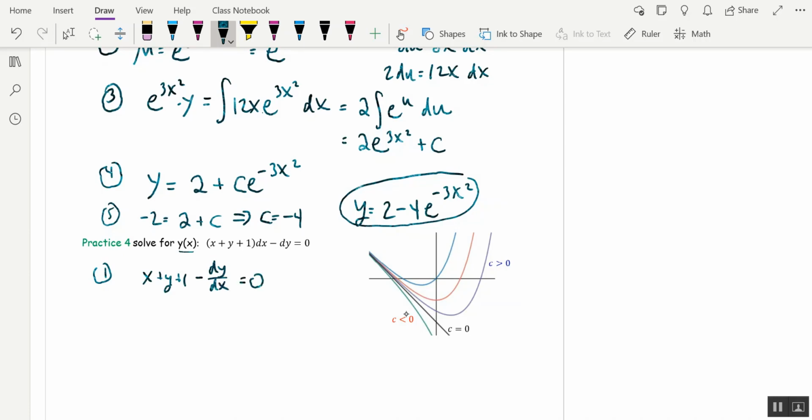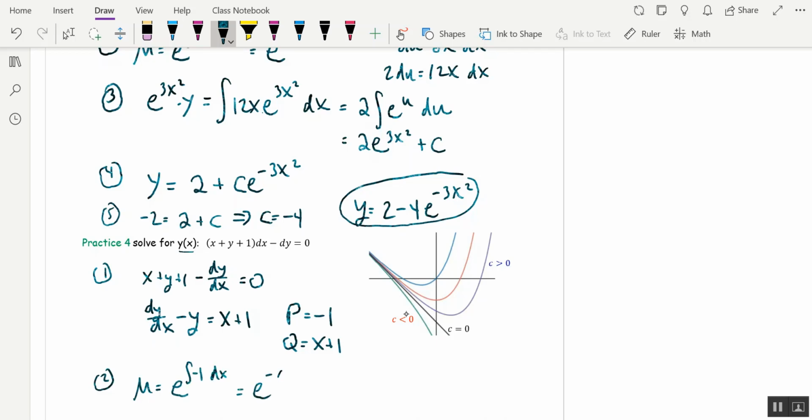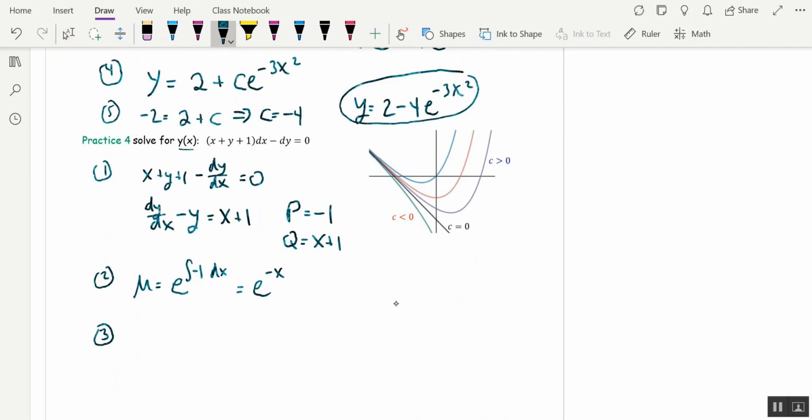And now I'm going to write this in standard form. dy dx minus y is x plus 1. So my p is negative 1, and my q is x plus 1. So step 2, my integrating factor, e to the integral of negative 1 dx is e to the negative x. Step 3, mu y, so that's e to the negative x times y, is the integral of mu q.